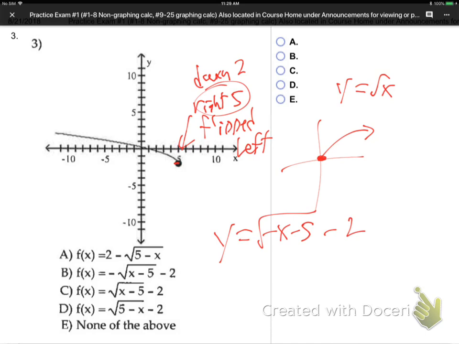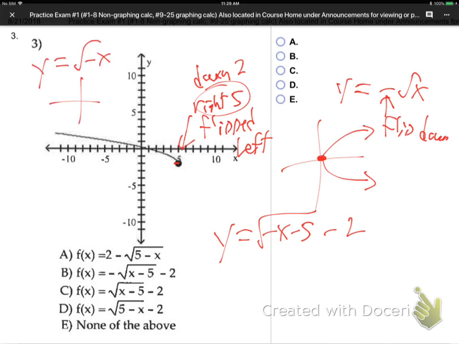Are you good so far with the thinking? Is everybody clear on the flip thing? If I take y equals square root of x and put a negative out there, that would flip it down. Whereas if you put a negative on the x, that would flip it left. Remember, negative on x is a right-left flip because it affects x. x is sideways. And a negative out here is not in x's world. It's outside. That would flip down.